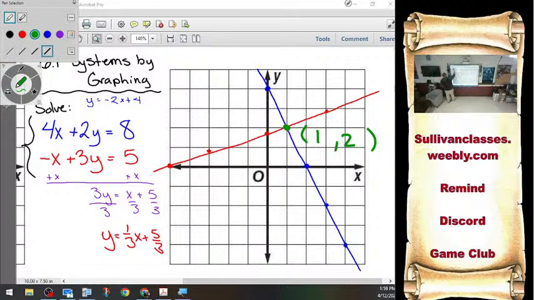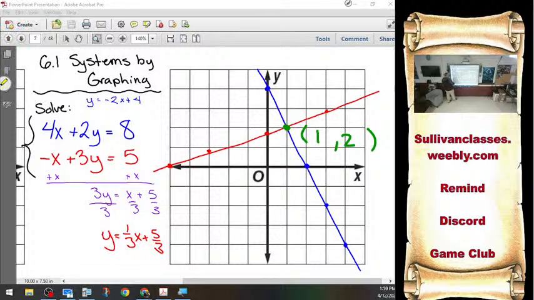So, your points should be, do you have the correct y-intercept? Do you have the correct slope? Do you have the correct y-intercept? Do you have the correct slope? Did you get the intersection?